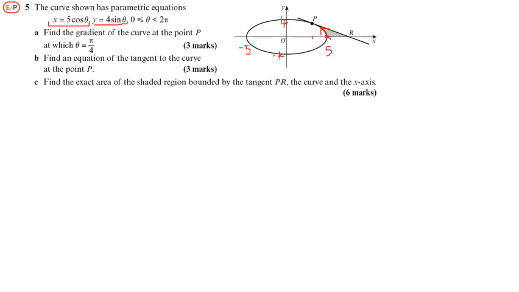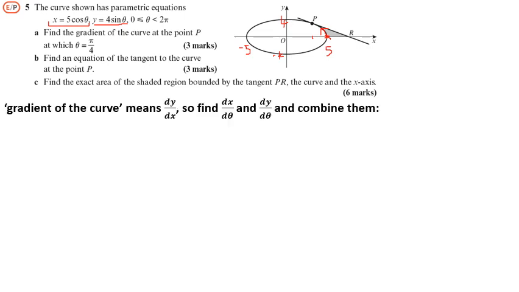Okay, but this question comes in a few different parts, so it's going to take us a little while. We're going to break it apart into a couple of slides. Part A says find the gradient at the point P where theta equals pi by 4. Well, if we want the gradient, that means dy by dx. So we need to find dx by d theta and dy by d theta.